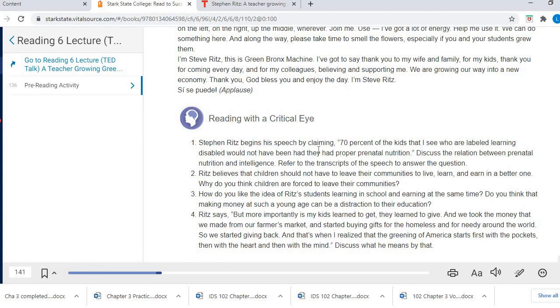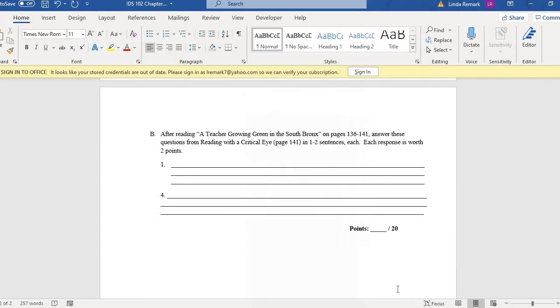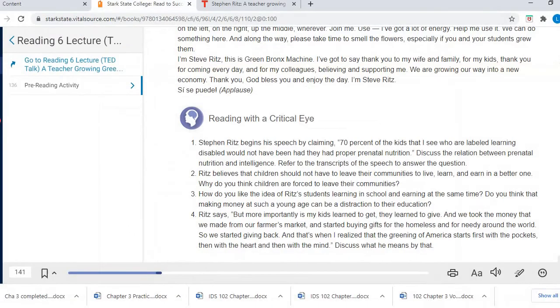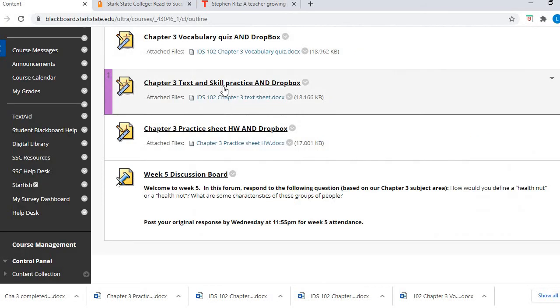When you are done reading or listening, you are going to answer questions 1 and 4 right here. He begins his speech by claiming 70% of kids labeled learning disabled would not have been had they had proper prenatal nutrition, discuss that relationship. And then you're also answering question 4 down here. So those are located right here on what would be the back of your text sheet. When you're done, make sure you save that and get back into Blackboard and go ahead and drop it in the text and skill practice sheet.